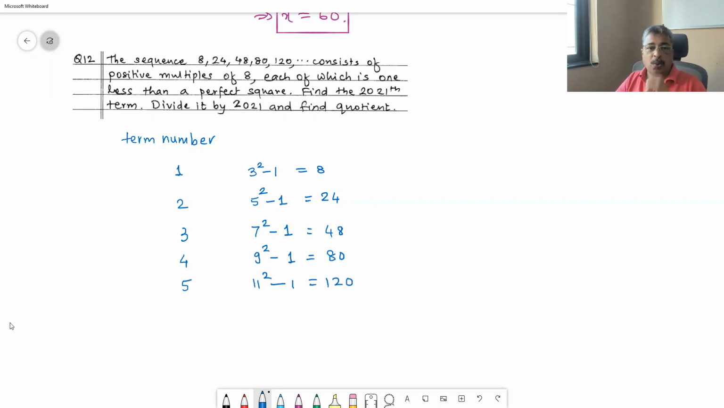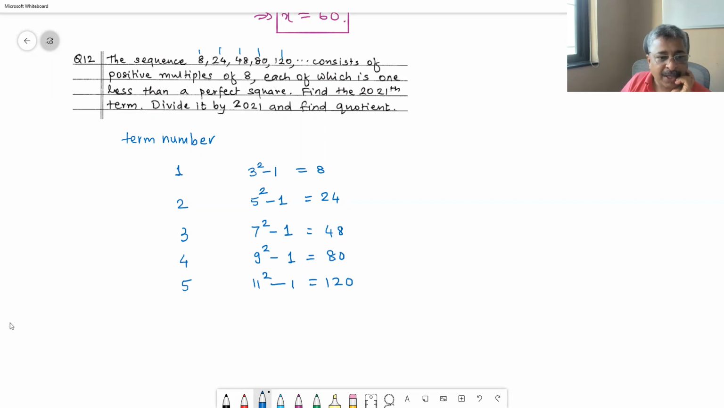Okay. So one question will be why all these numbers are divisible by 8. Why are they multiples of it? But okay, we can find out why they are multiples of 8 a little later. The pattern that we observe between these numbers is, we can cross check by doing 13 square minus 1 will be the next number. So term number 1 gives 3 square, term number 2 gives 5 square, term number 3 gives 7 square.